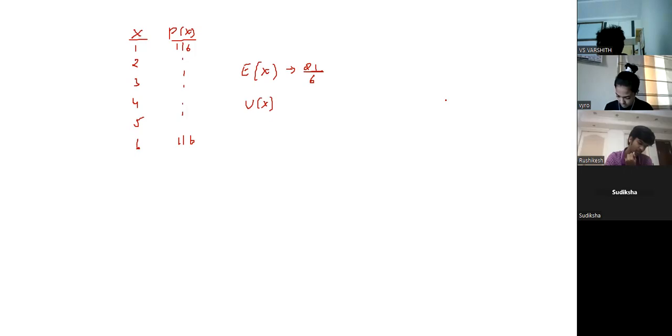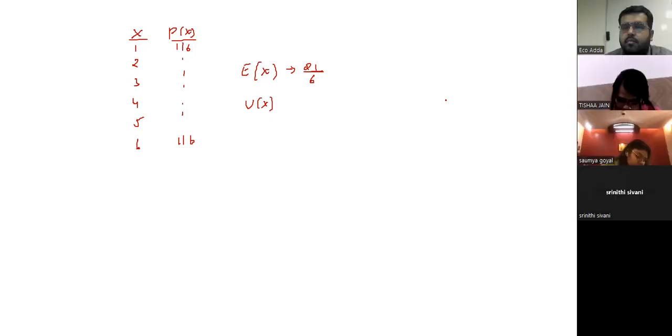Sir, expectation of x is 21 by 6. Okay. Soumya's answer is 21 by 6, but I don't know the correct answer. Maybe this is correct, maybe this is wrong. So it's correct. I wrote the same answer. It's correct because you got the same answer or you know the correct answer? No, because I wrote the same answer. Okay, confidence. Last 1 minute, then I'll calculate.